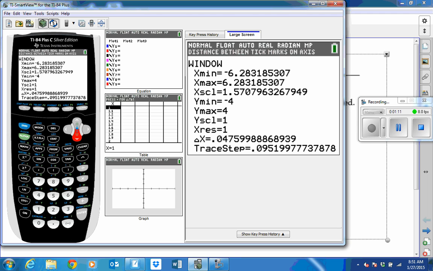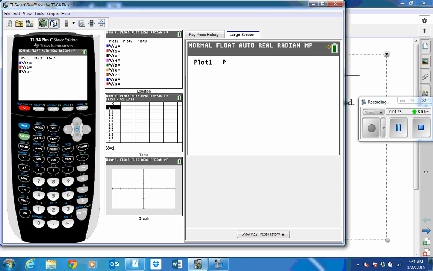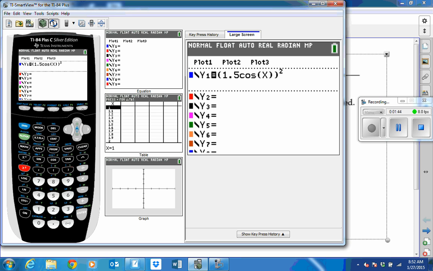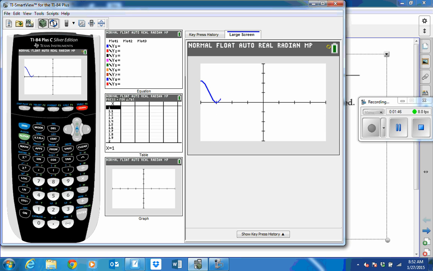For your vertical window, the y minimum and the y maximum, you can figure that out after you've graphed the function and see how you need to adjust that to make sure that you can see everything. But right now I'm going to put it at y minimum is negative 4, y maximum is 4, and our y scale is 1. So let's go ahead and put in our first function, which is the 1.5. So I'm going to put parentheses and put 1.5 cosine of x. Now I need to end both sets of parentheses before I do the squared. And let's see if this window shows that entire graph. And it does.